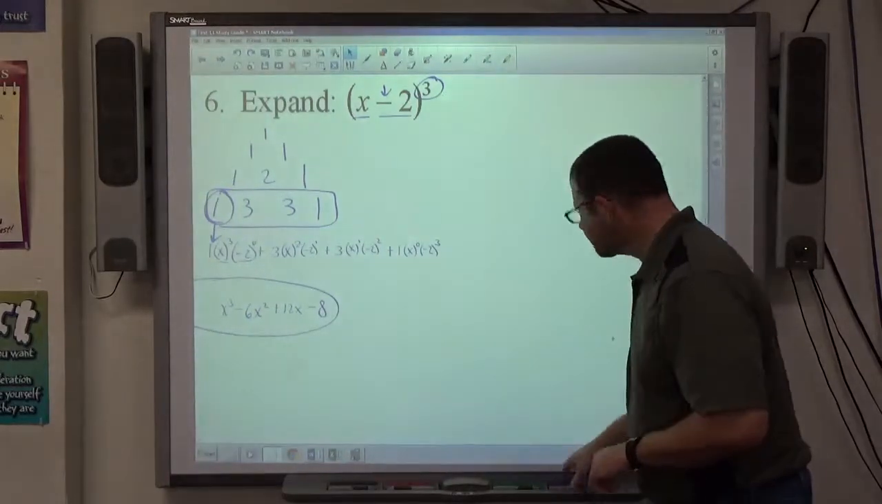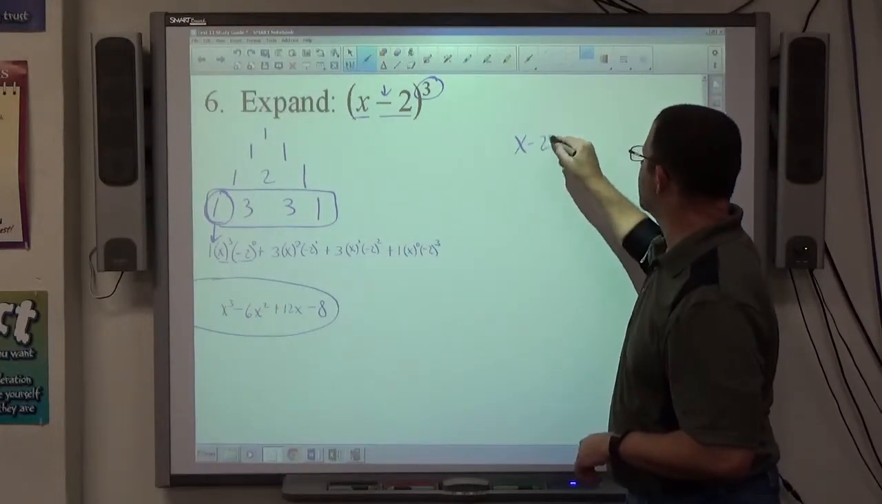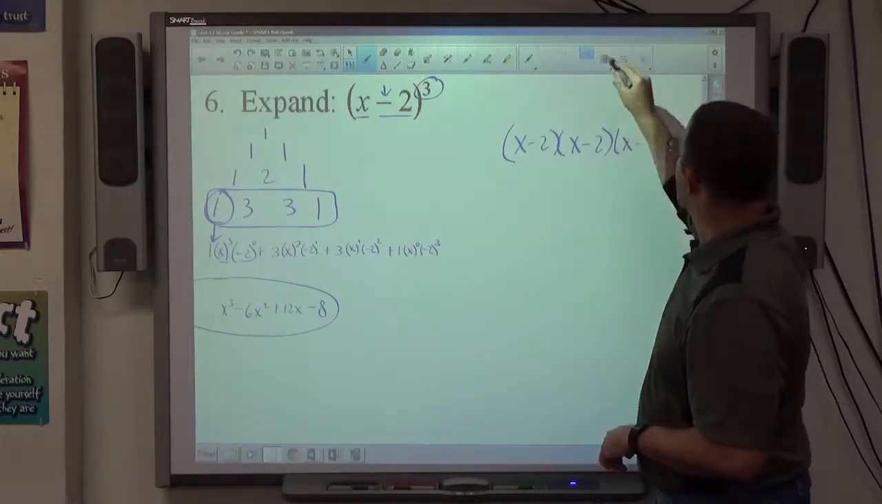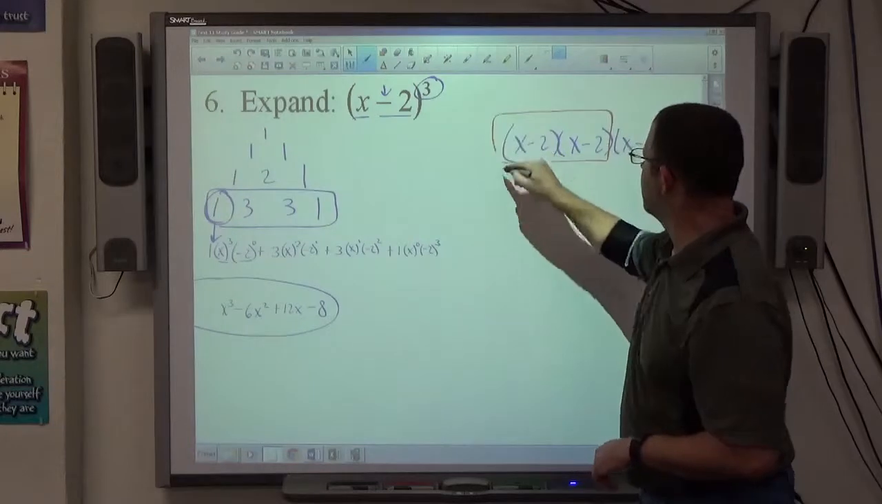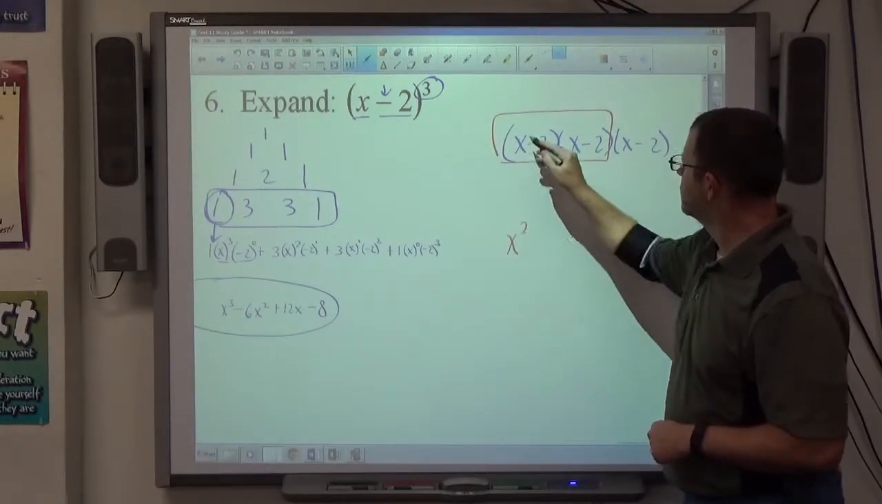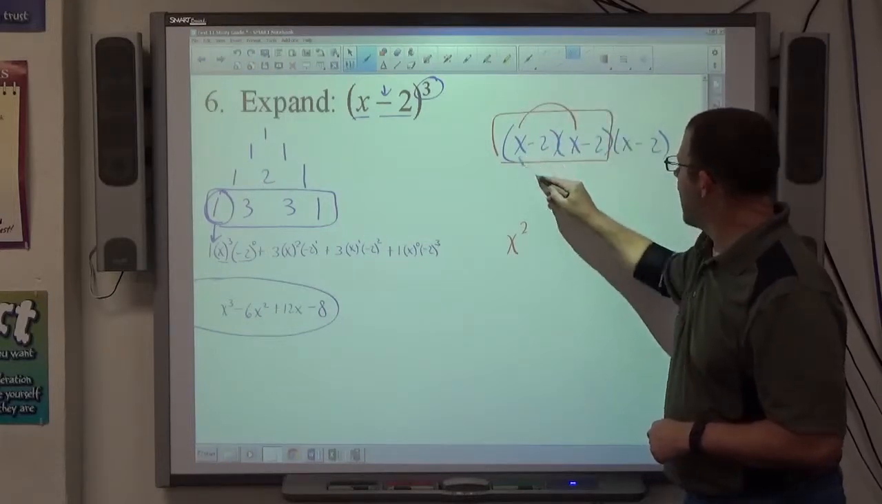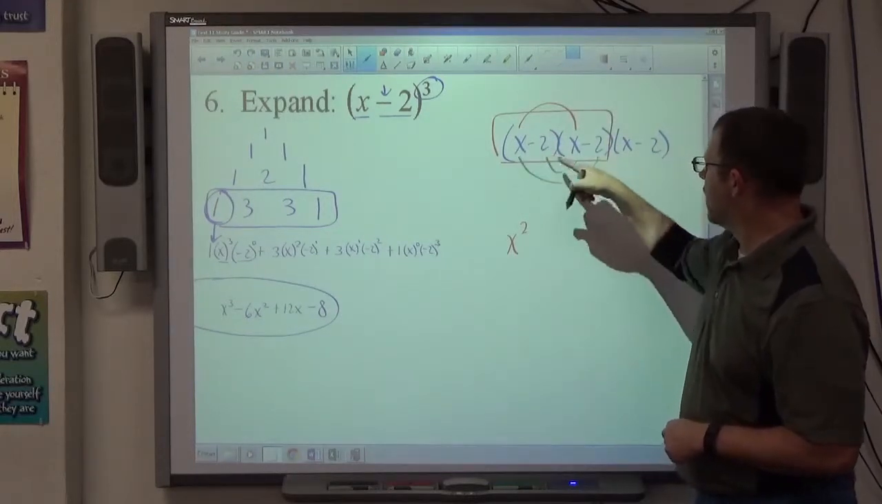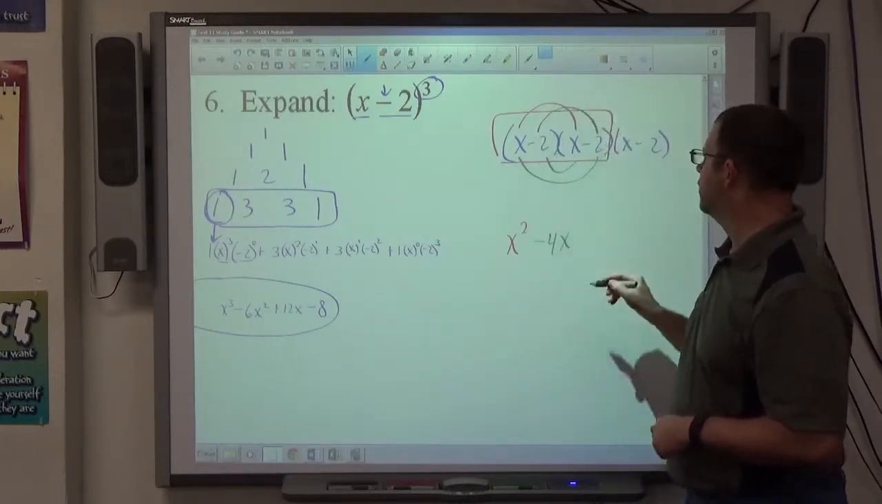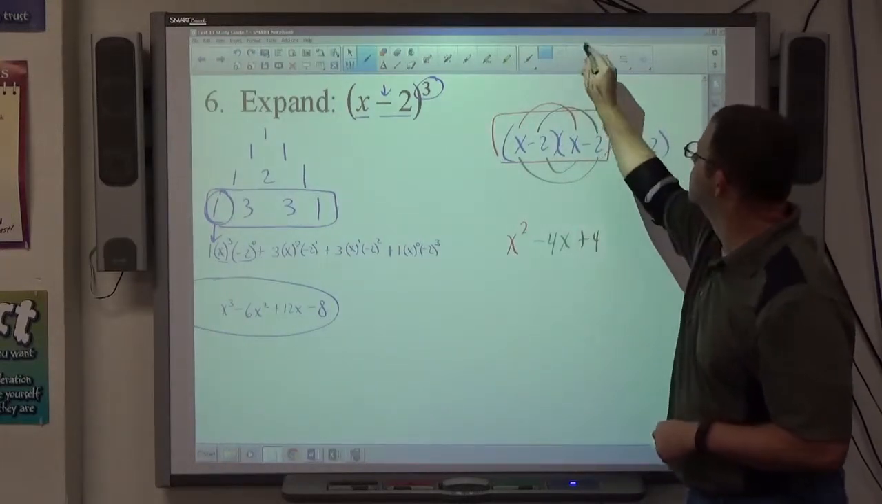All right. So x minus 2 cubed means x minus 2 times x minus 2 times x minus 2. If we focus on these two x minus 2's first, that's going to be x times x is x squared. Then we have the outside and inside products, negative 2x and negative 2x makes negative 4x. Then we have the last, negative 2 times negative 2 is positive 4.